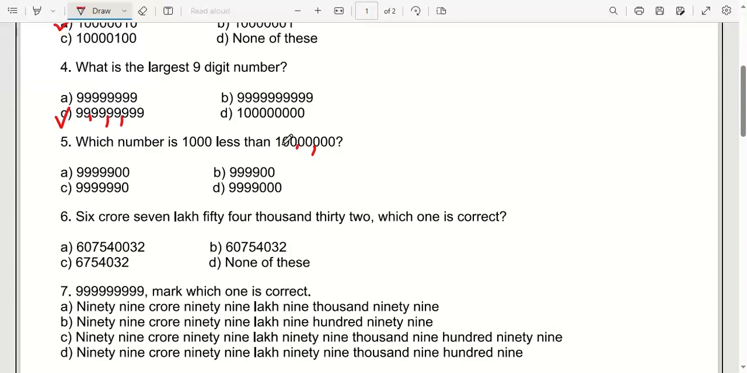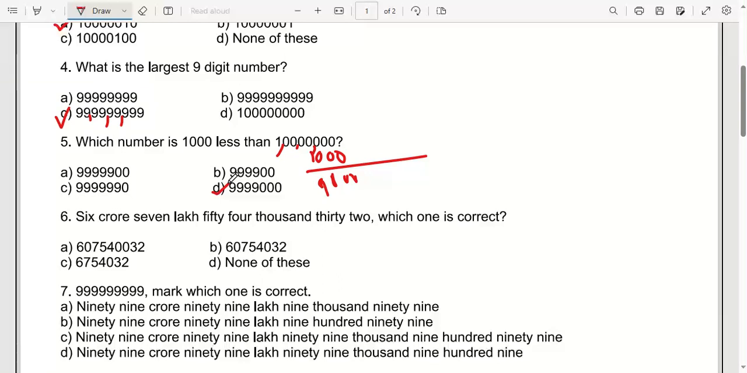1000 less than means subtract 1000 from 1 crore. So we get 99,99,000. Option number D.